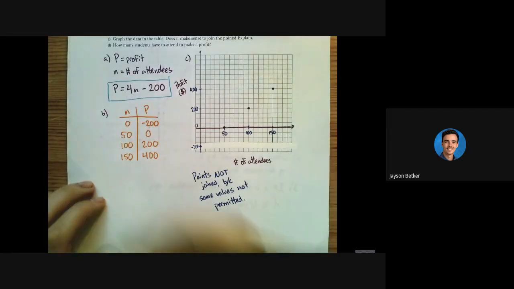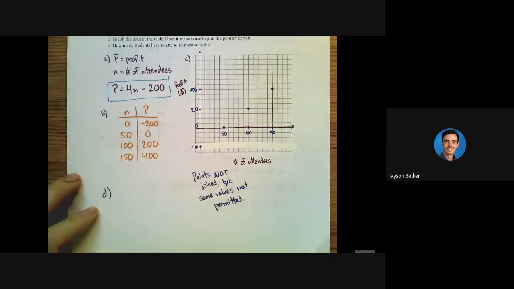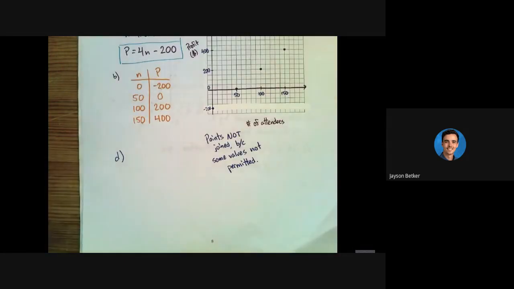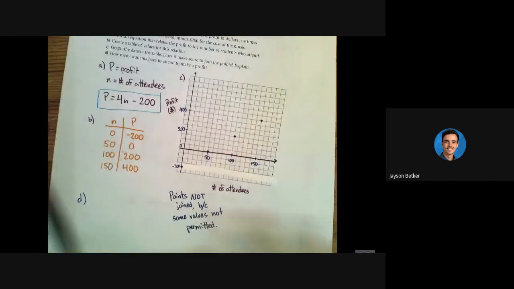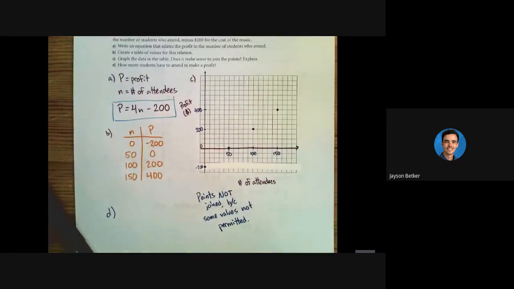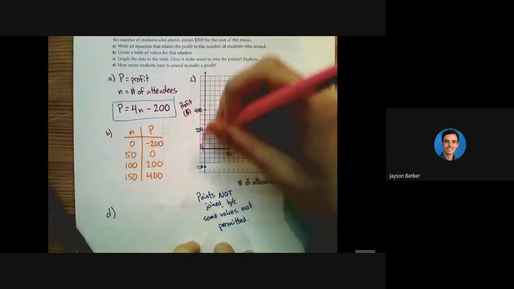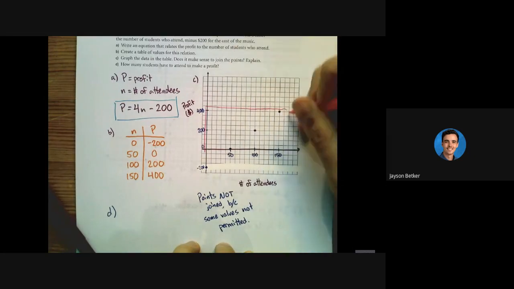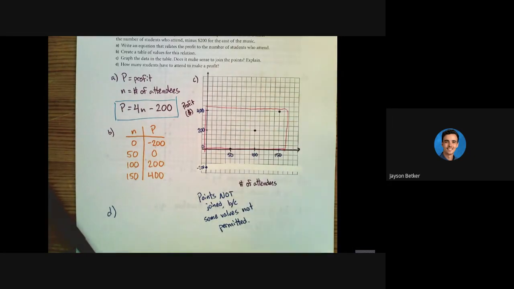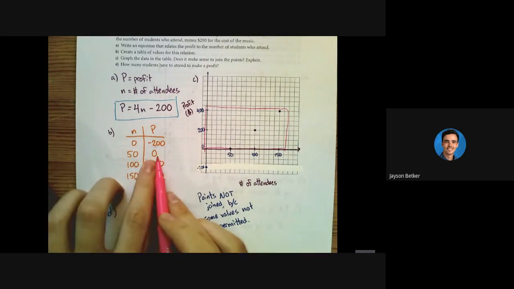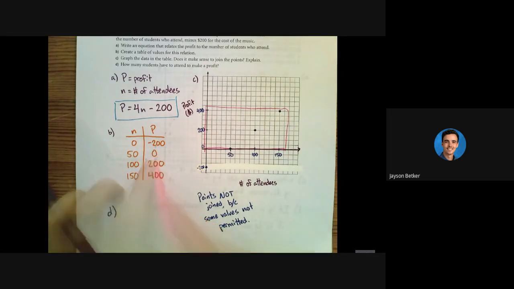So now we have part D, which is just a little bit of a logical last question for us to try to figure out. How many students have to attend for us to make a profit? So obviously anything above 0 means that we have a profit, right? Anything up here means that we're making a profit. Exactly 50 doesn't mean we're making a profit. If we make 50, we end up at $0. A profit just means that we're making money.